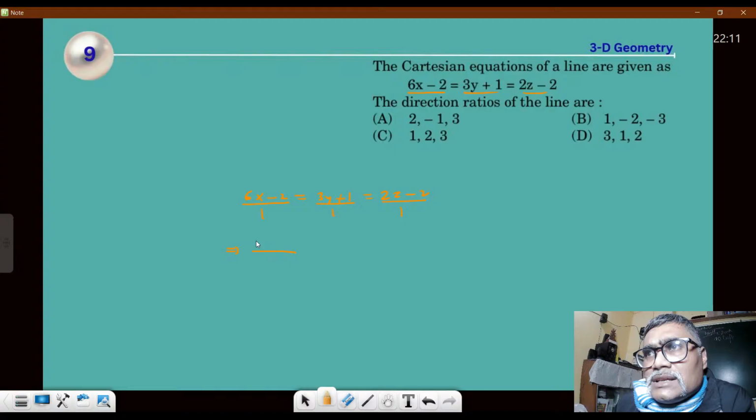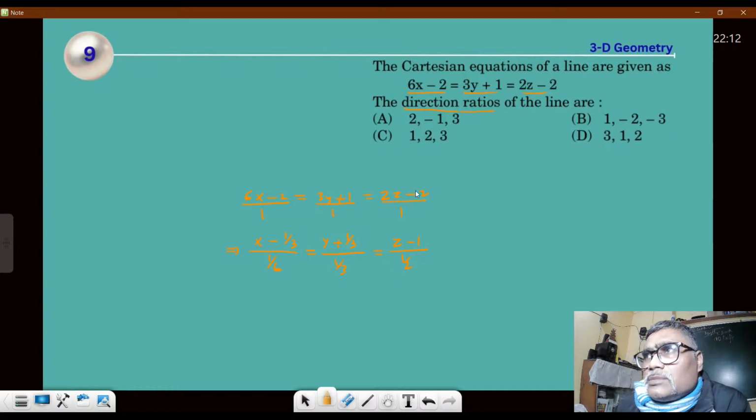So it will be (x minus 2) by 6, that is 1 by 3. So it is 1 by 6. Then by 3 you divide y, 1 by 3 divided by 1 by 3. Fine. Then z minus 1, it will be 1 by 2. So now they are asking you the direction ratios. You got the direction ratios as 1 by 6, 1 by 3, and 1 by 2.